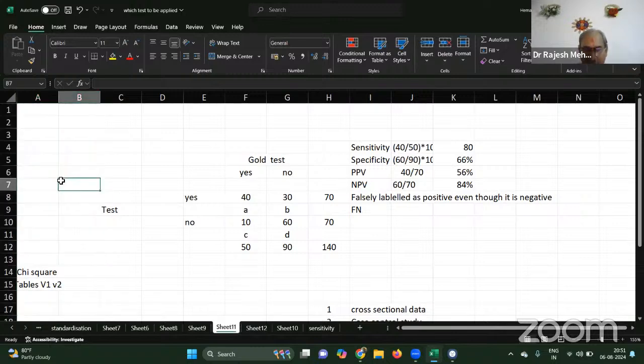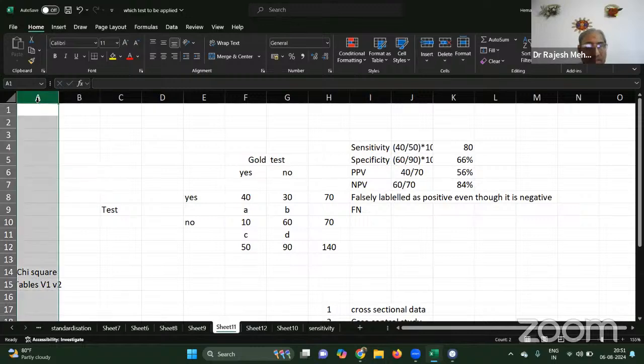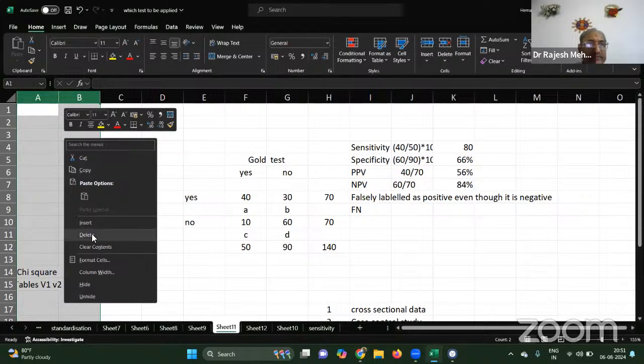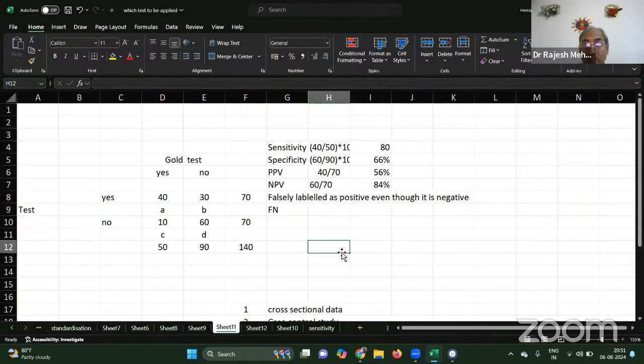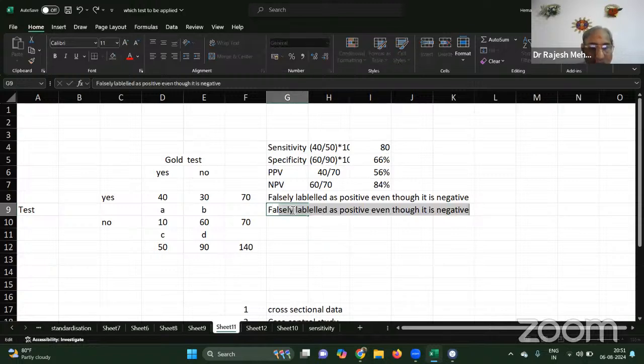Take a deep breath. Just pay attention for 1 or 2 minutes here, and you will never forget false positive, false negative. What we should be using is: falsely labeled as positive, even though it is negative. That is a false positive. And false negative means falsely labeled as negative, even though it is positive.